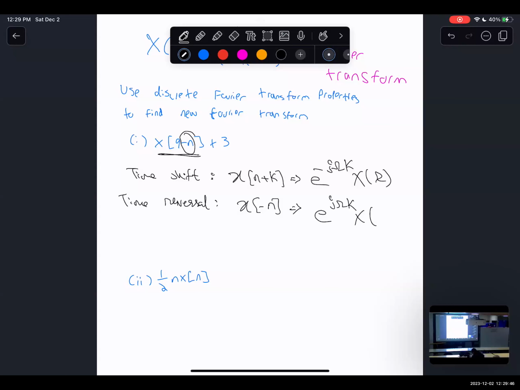3 is transformed as, in the pairs table, you have x of n equal to 1. And the transform for it is given as 2 pi delta omega. And when your x of n is equal to 3, you would just have 3 times 2 pi delta omega. That is 6 pi delta omega.